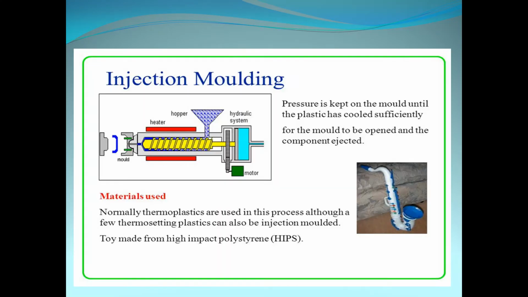First one, injection molding. What is the procedure to form a diverse shape in injection molding? There is a hopper, heaters above and below, and a hydraulic system. A motor rotates the screw, and there is the die. From the hopper we can pour in the material.